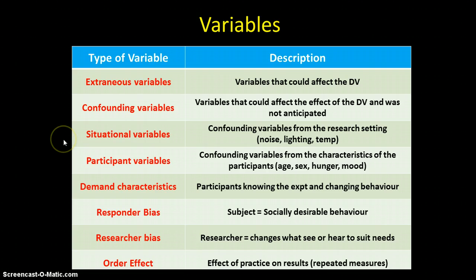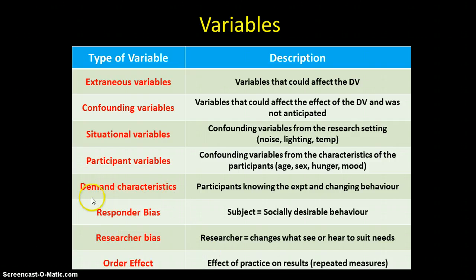Situational variables: commonly these will happen if noise is occurring, which might affect the DV, or different temperatures that you didn't anticipate. Situational variables. Participant variables: somebody might come in a bad mood for one of your assessments. You can't necessarily control that. That's a variable you need to acknowledge in your write-up.